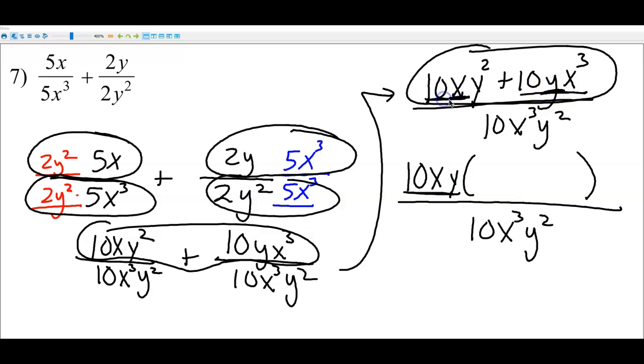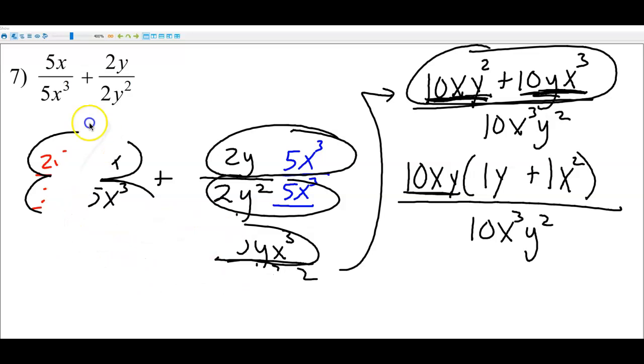So if I take the 10 out, 10 divided by 10 is 1. And if you take 1x away, this guy won't have an x anymore. And if you take 1y away, it will only have 1y left. So this is just going to be 1y. On this one, if you take a y away, it won't have any more y's. And if you take an x away, it'll have 2 x's. Okay?